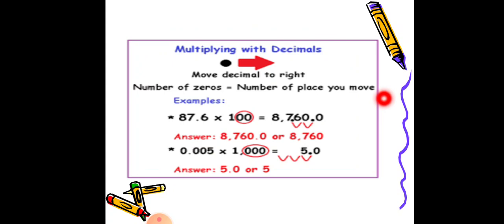Let's come to multiplication with decimals. The point always moves right in multiplication. When it comes to 100, we move forward. For example, 87.6 when multiplied by 100, we get 8760.0. The point shifts 2 digits. Please remember that in multiplication the decimal moves to the right-hand side.